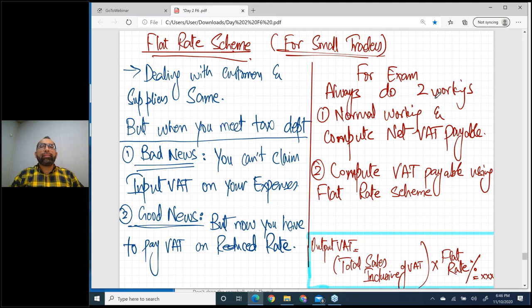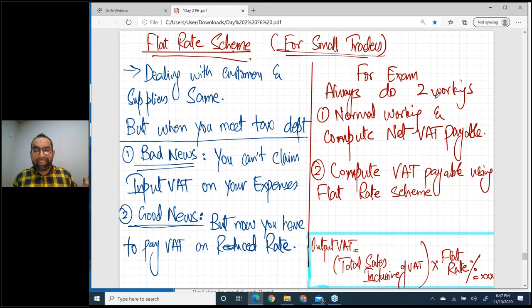I repeat, if you join flat rate scheme, your dealings with your suppliers and customers remain the same. If you buy any goods from supplier, you pay normal 20% VAT, and if you sell any goods to customers, you collect normal 20% VAT. So dealing with customers and suppliers will remain the same.